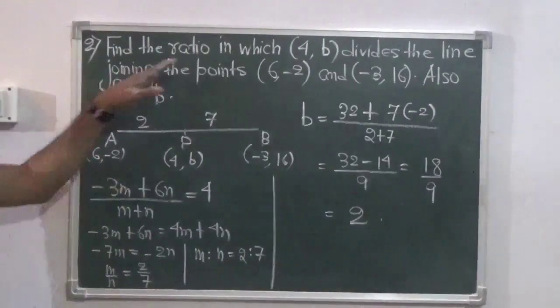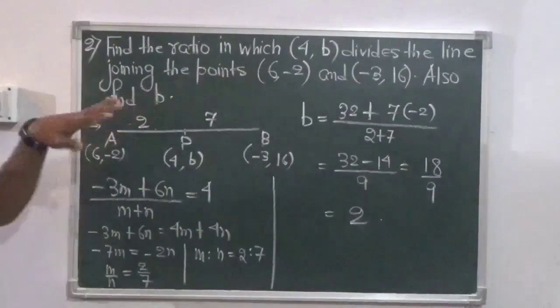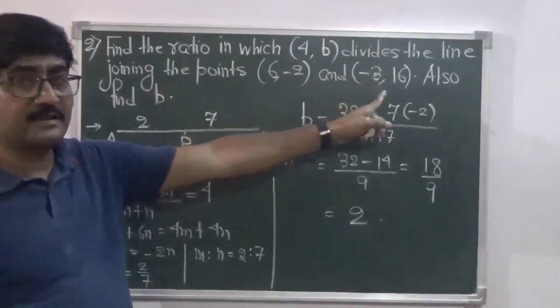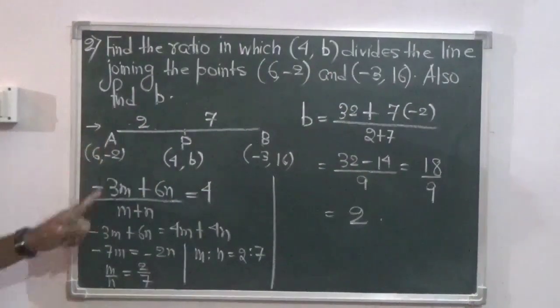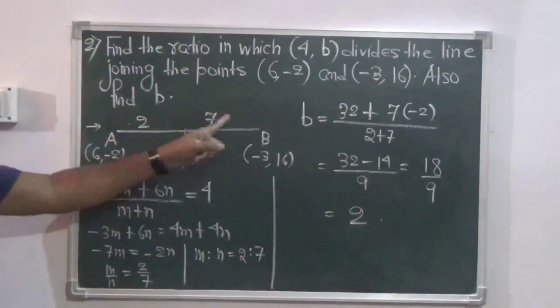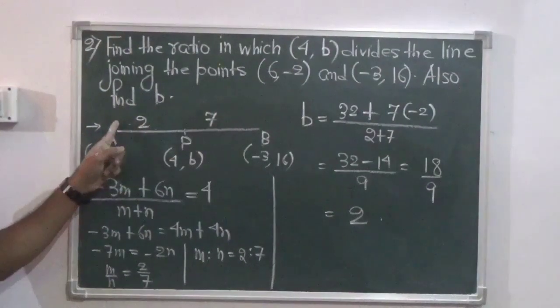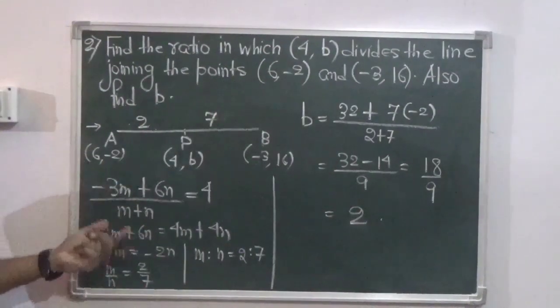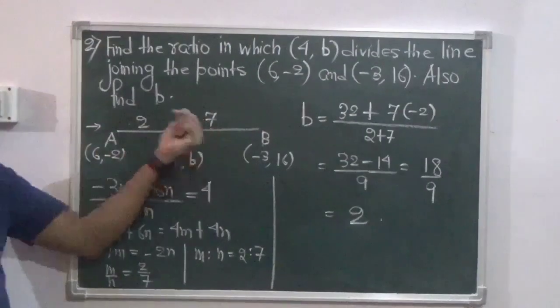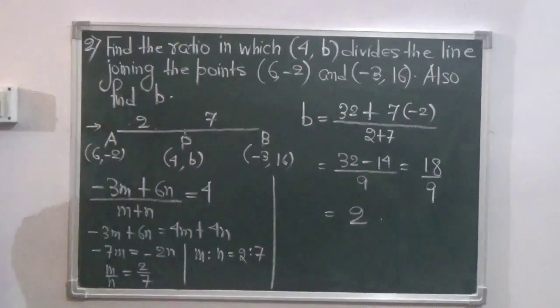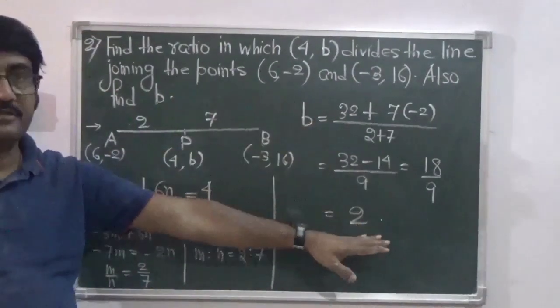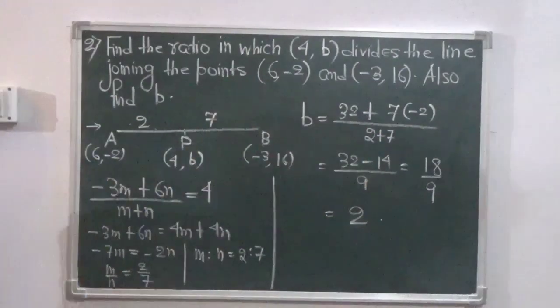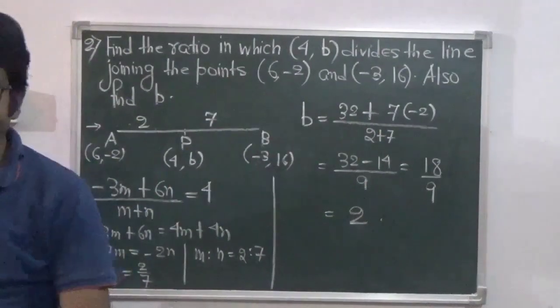So we have the value of b equal to 2. The question was: find the ratio in which (4, b) divides the line joining the points this and this. Also find b. So you have m and n, take the ratio m and n, and after solving this we get m as 2 and n as 7. That is, the ratio is 2 is to 7, and the value of b is equal to 2. Have a look. We move on to the next question, that is question number 3.